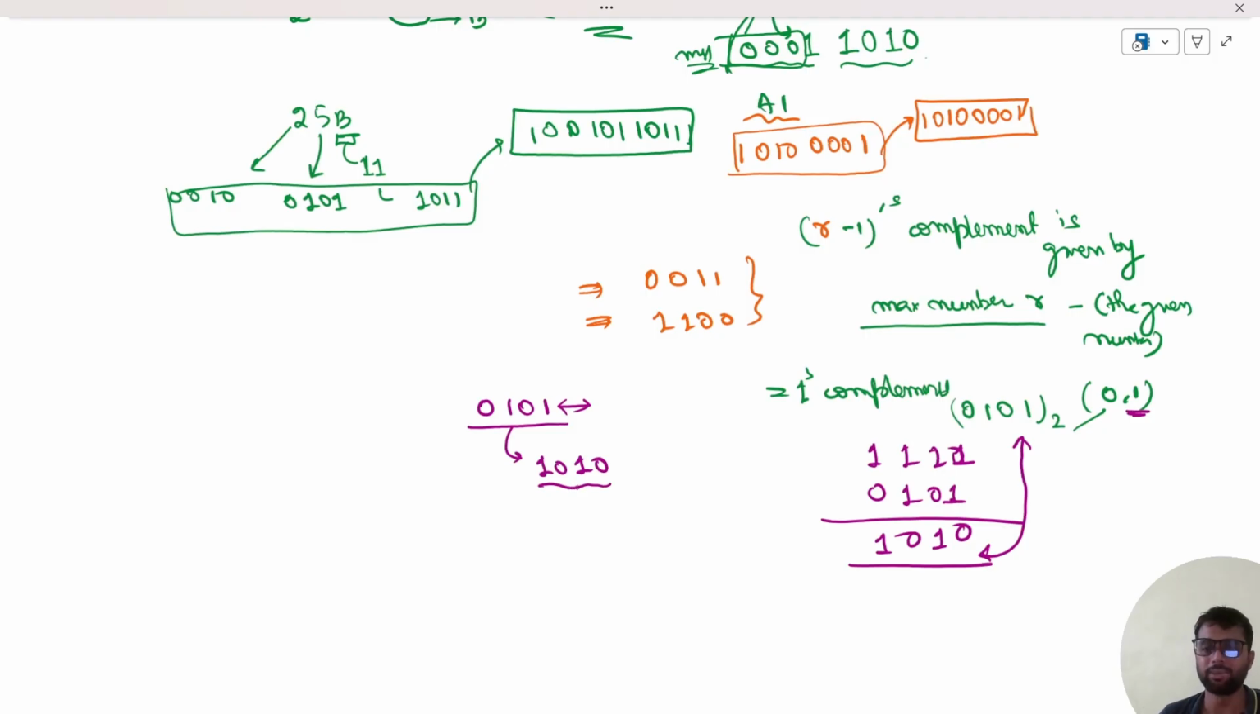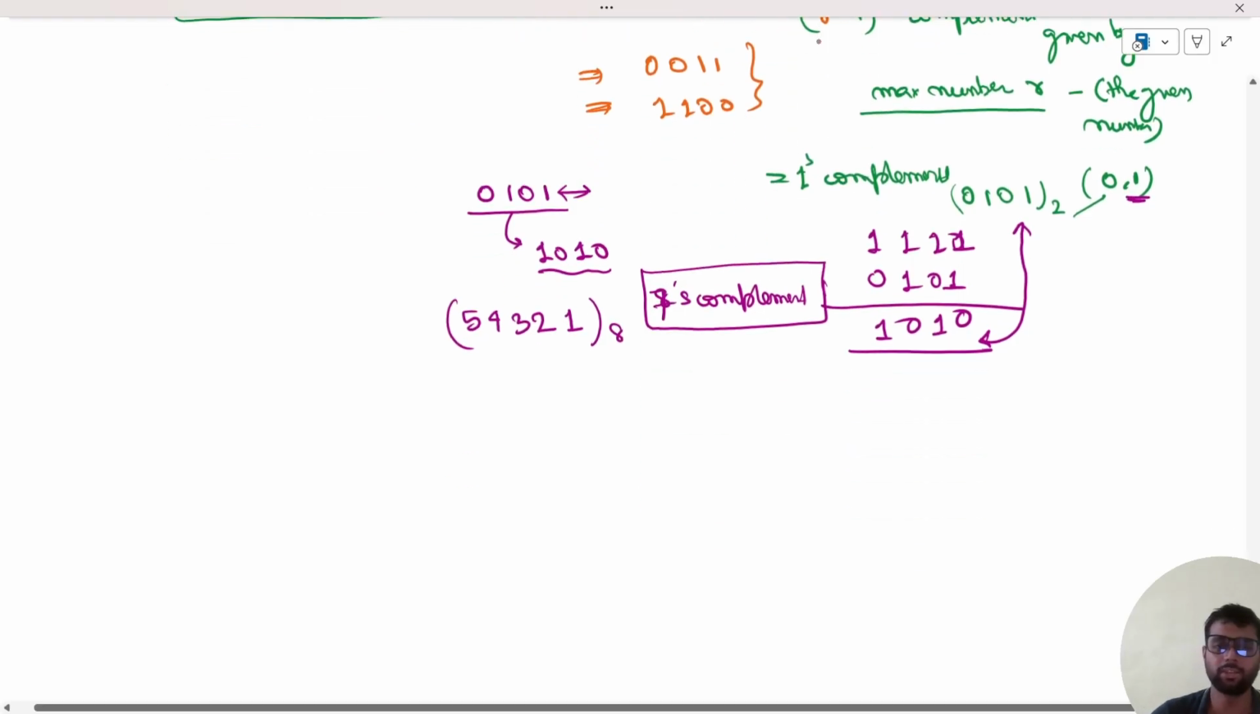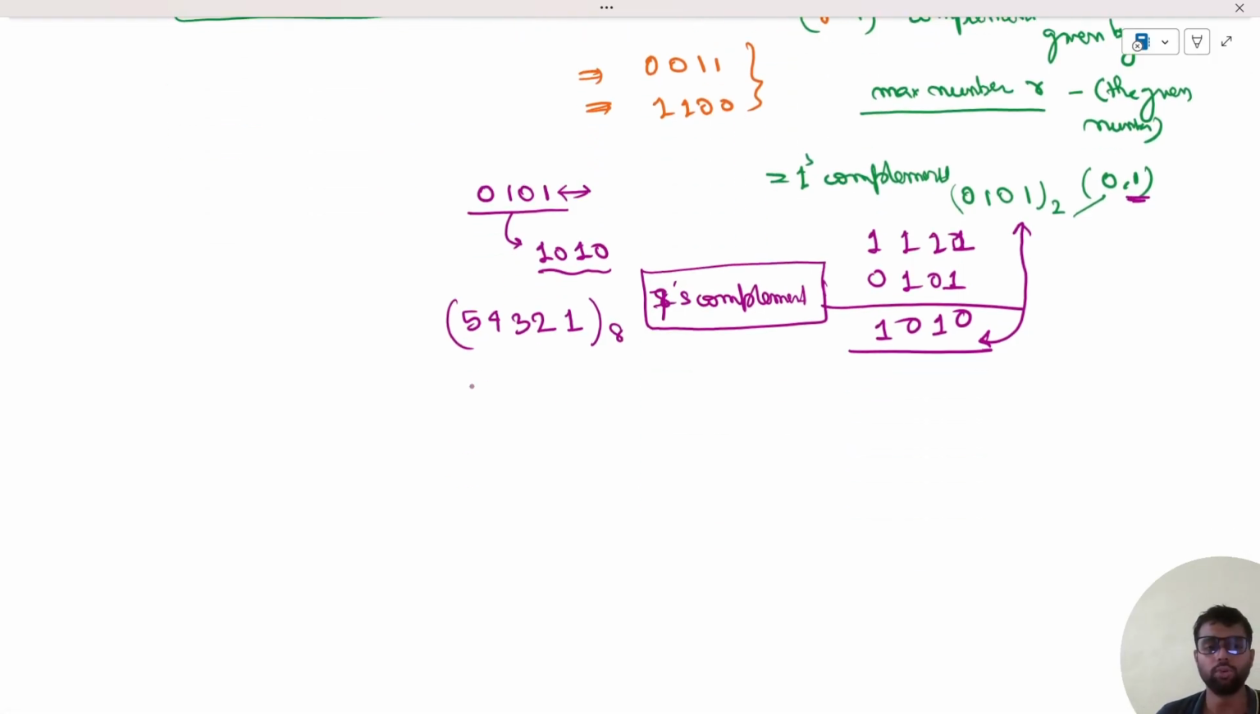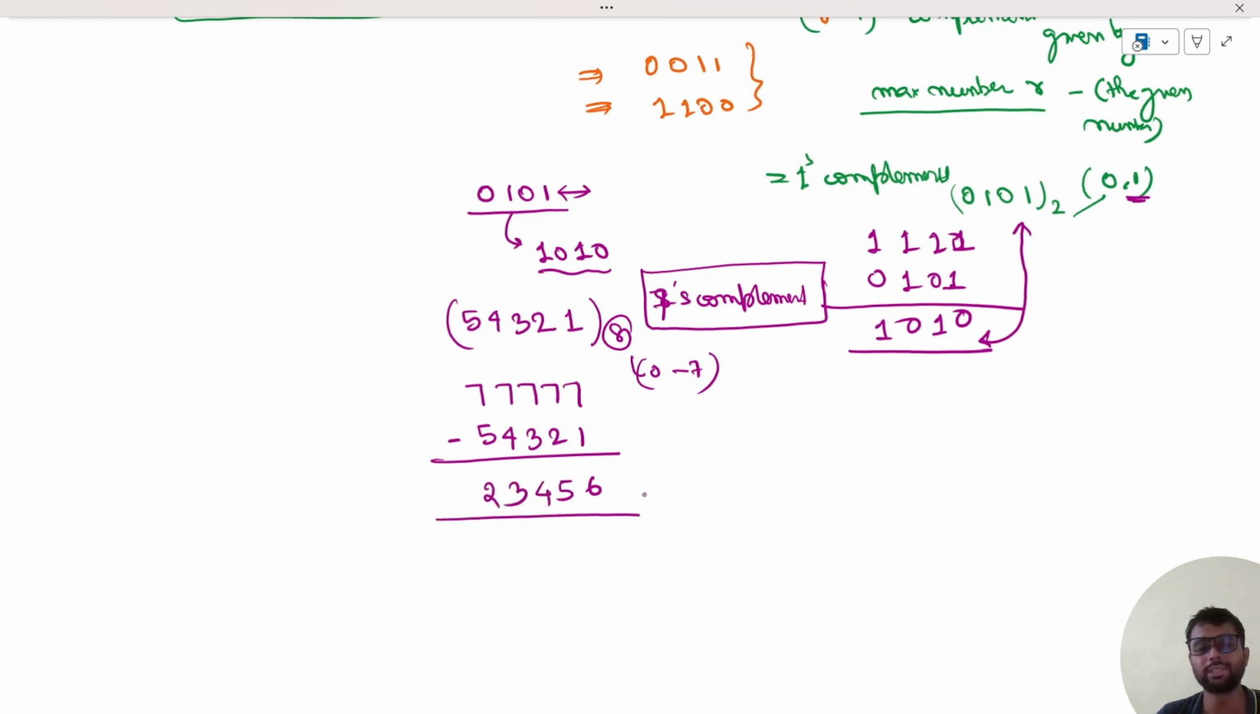But for any other number system, for example, if I write 5 4 3 2 1, this is an octal number, base 8, and I want you to represent this in the 7s complement. What do you mean by the 7s complement? It means you have to subtract the given number from the highest number in that base. In base 8, we have numbers ranging from 0 to 7. The highest number is 7. We subtract the given number from this, so this would be 2 3 4 5 6. So this is the 7s complement of this given octal number.